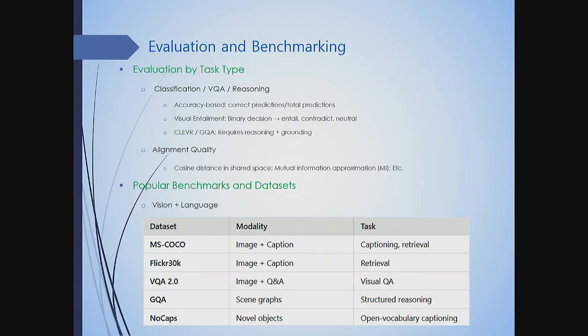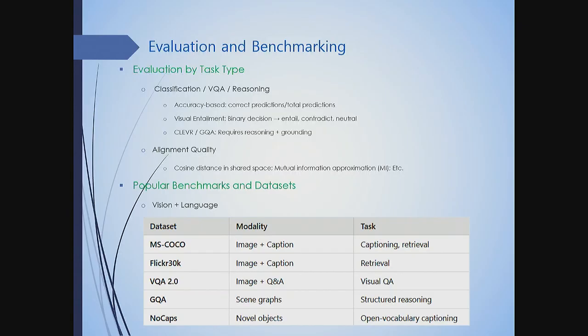Then we were talking about evaluation, how we can evaluate some multimodal models. And then we talked about many other ways and some popular benchmarks and data sets. In terms of classification, you can use accuracy: how many correct predictions over the total number of predictions. In terms of alignment, you use cosine distance to get the exact intersection and remove the other sections that are not interesting.